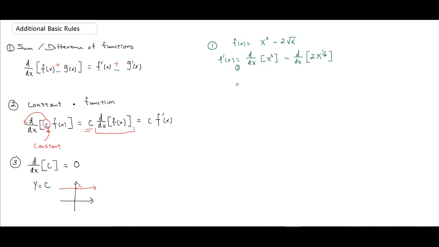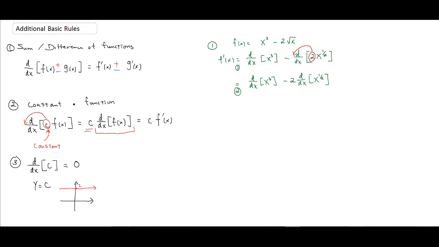And using rule number 2 at this point, note that I have this constant 2 multiplying that square root function. So rule number 2 says I can bring that outside of that differentiation. So this is going to be d dx of x cubed minus 2 times, because 2 comes out, d dx of x to the 1/2.